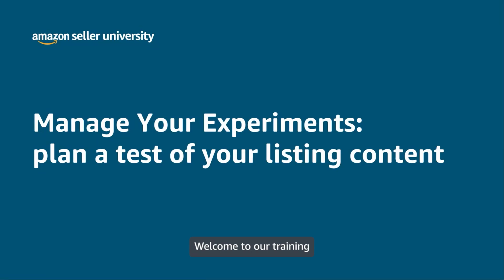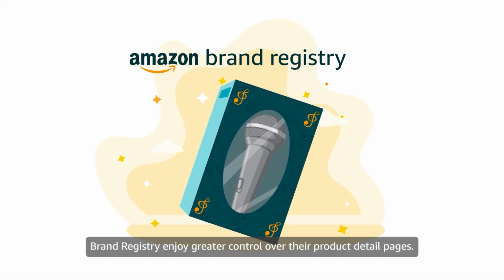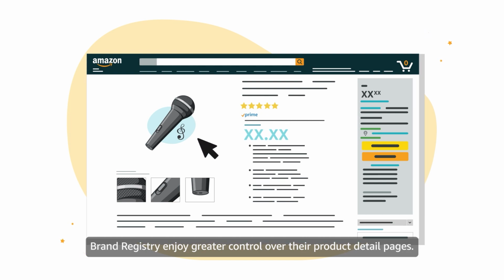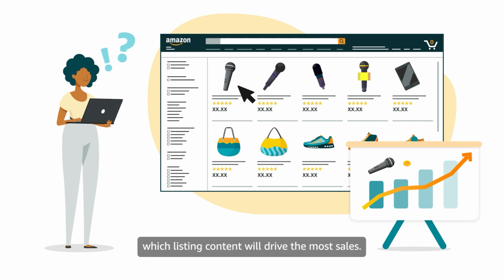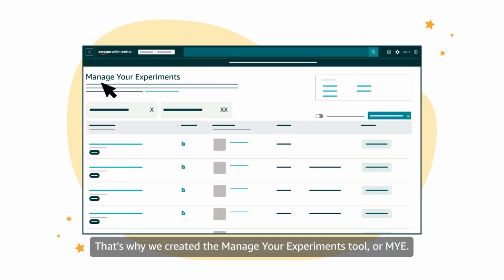Welcome to our training, Manage Your Experiments, Plan a Test of Your Listing Content. Brands enrolled in Amazon Brand Registry enjoy greater control over their product detail pages, but it can still be challenging to decide which listing content will drive the most sales. That's why we created the Manage Your Experiments tool, or MYE.